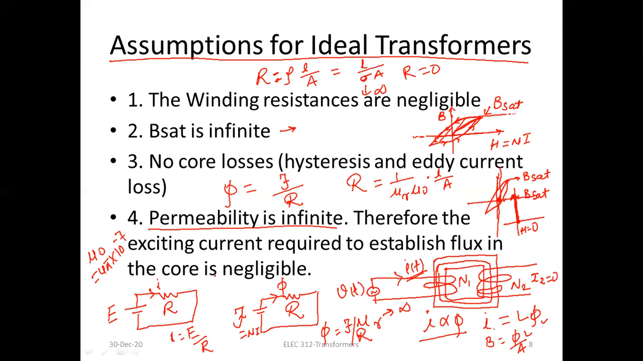If this mu r is infinite, that is, if mu r tends to infinity, then reluctance goes to zero. If reluctance goes to zero, the flux goes to infinite. So all flux will go into this circuit if its relative permeability is infinite. This is the case for the four assumptions given for an ideal transformer.